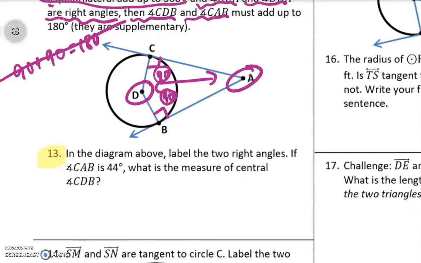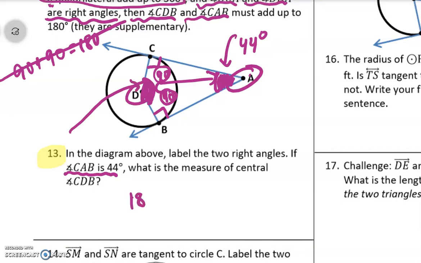So let's answer 13. It says in the diagram above, label the two right angles. We did that. If angle CAB is 44 degrees, so CAB is this angle right here, right? That's 44 degrees. What's the measurement of the central angle, CDB? So that's this angle over here. So we can just say, well, we know they add up to be 180, so 180 subtract 44 is going to give us 136 degrees.